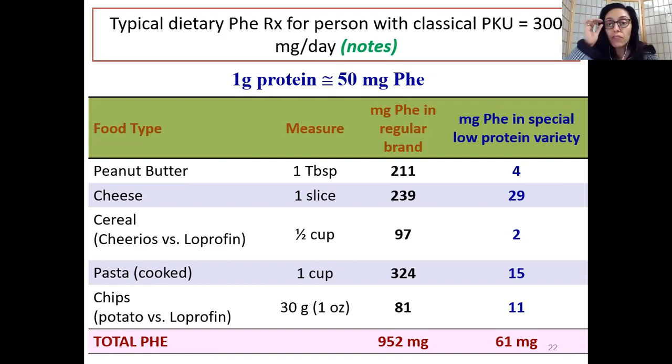Okay, so guys, now if you see at the end, if you go for all regular brands, 952 milligrams of phenylalanine is what the patient may consume. But if you go for the low Phe or low protein brands, you have 61 milligrams of Phe.